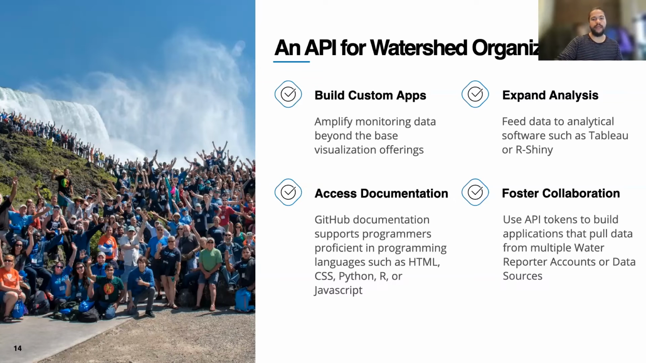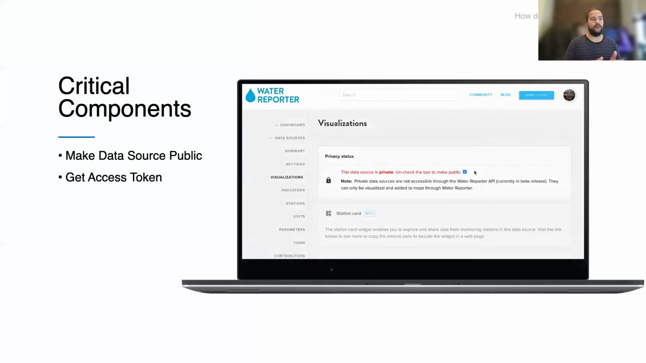And just briefly, to be able to access the Water Reporter API, you need to get a public access token. If you're not a Water Reporter member, drop us a line at support@chestcommons.org to get an access token if you're interested in just playing around with the data. If you're a group and you want your data to be publicly accessible, in your data source under the visualizations tab, you want to make sure that you've checked the box to turn your data to public.